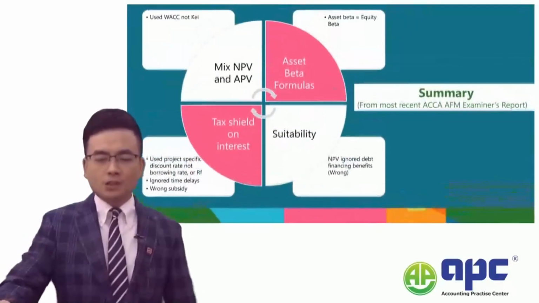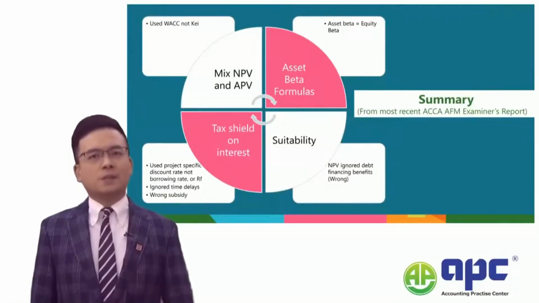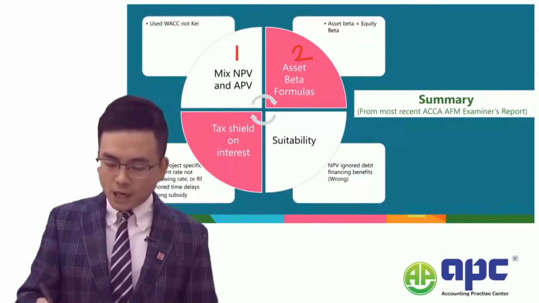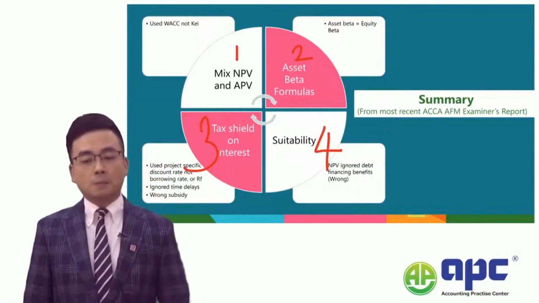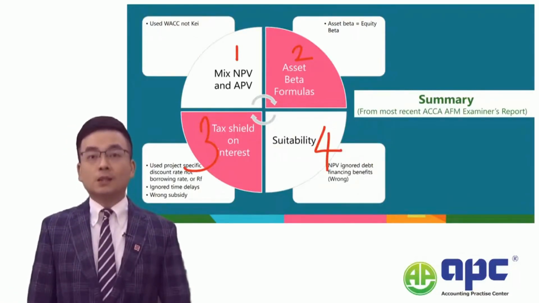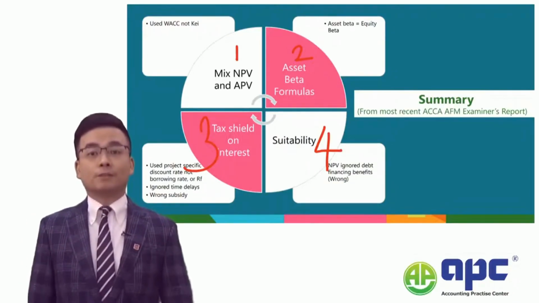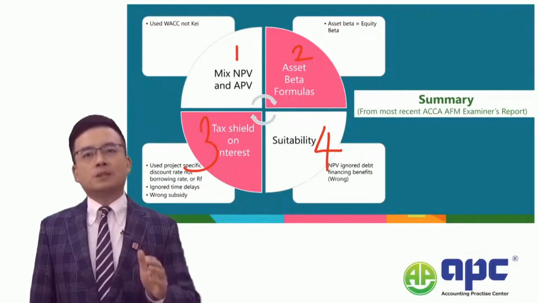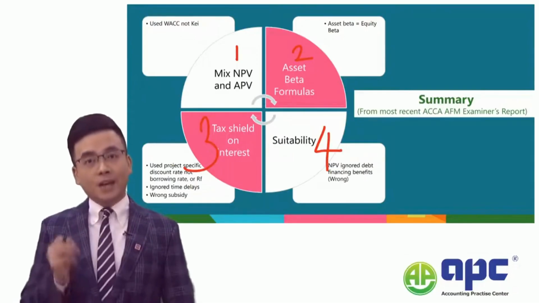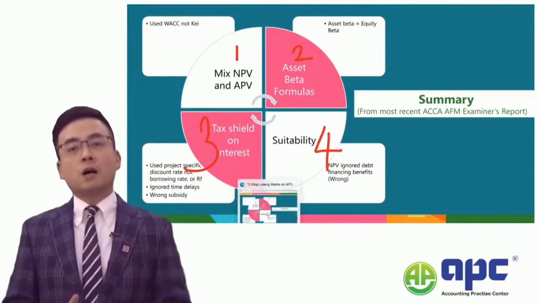Now, here is the summary of what I mentioned from the latest AFM examiner's report. About 4 issues: 1, 2, 3, and 4. About the APV: mixing NPV with APV, wrongly applying the asset beta formula, not calculating the tax shield on the interest correctly, and not advising on the suitability of APV. Remember, in the AFM exam, we cannot use the freestyle approach. We will need to apply exam technique to gain lots of easy marks, otherwise you will lose lots of marks in this paper.